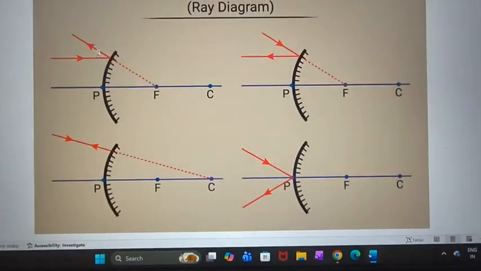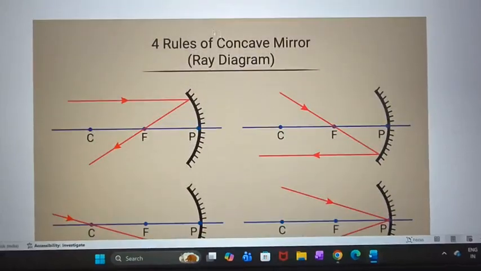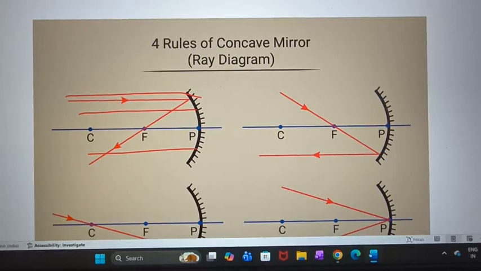So over here, if you see, in a concave mirror, if many parallel beams of light rays are coming, over here also one light ray, over here also one light ray, what will happen? They all, after getting reflected, should pass through focus only. Here also it will pass through focus. Here also it will pass through focus. So all the rays are converging at one point. That is principal focus. For a concave mirror, this definition will work.